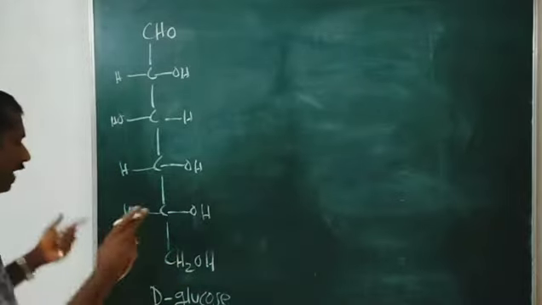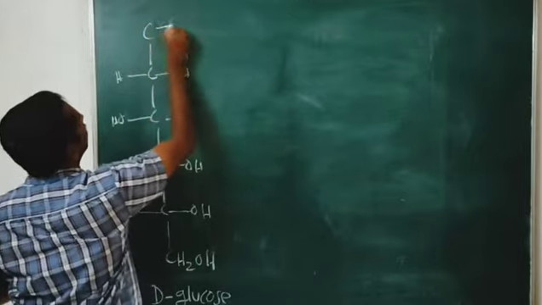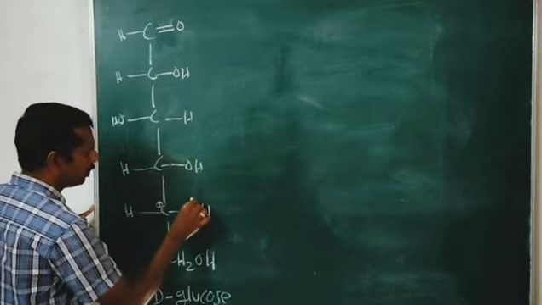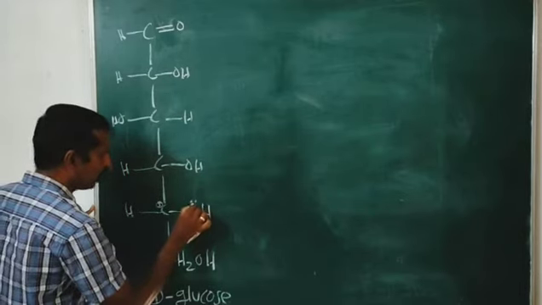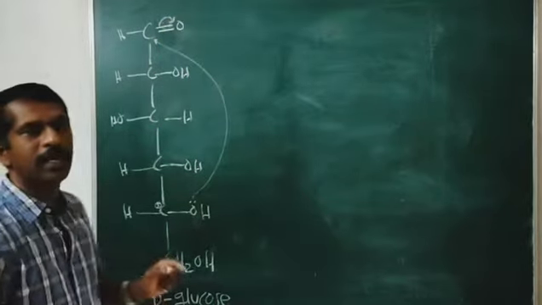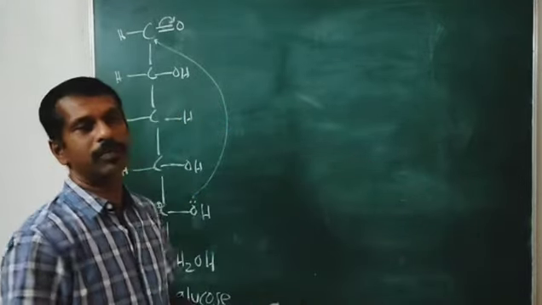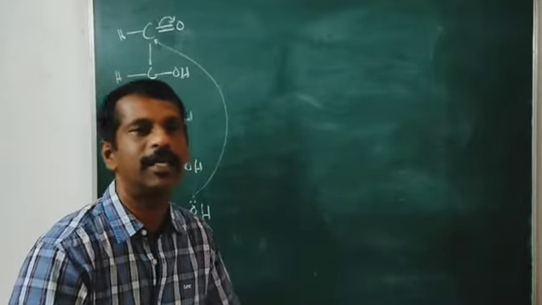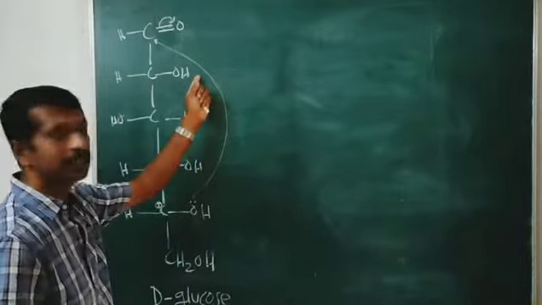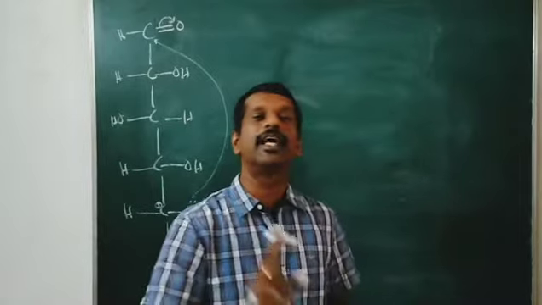What do we mean by cyclic structure? As we discussed, the CHO group can be written as C double bond O, H, and here is our fifth carbon with the OH group. The lone pair of electrons on the oxygen of the OH group will attack here and be shifted, and it will change into the cyclic structure, the hemiacetal form. When it changes into the hemiacetal form, we get two structures: alpha D glucose and beta D glucose.